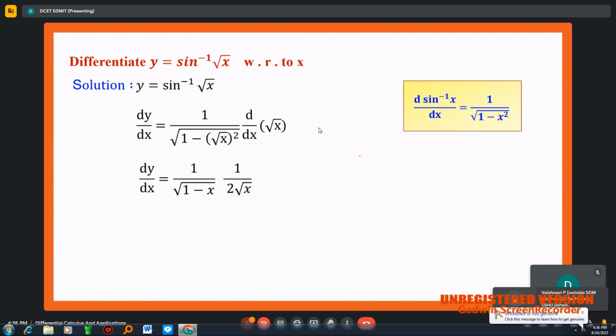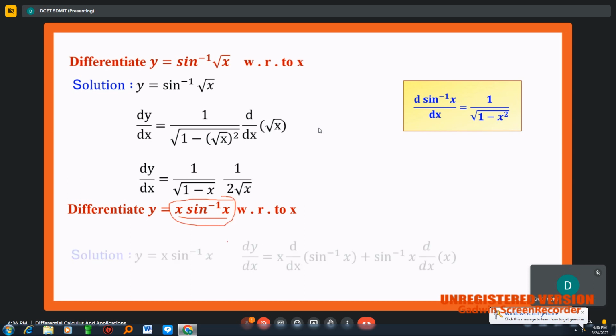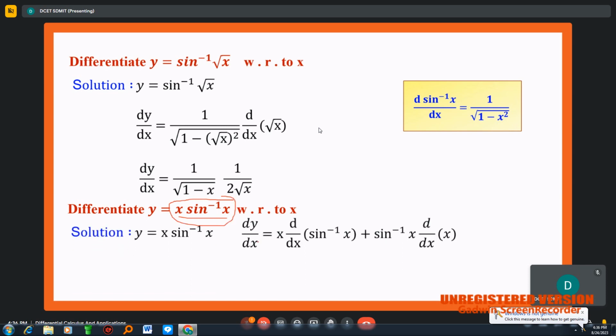Okay, clear this one? Followed all of you? Yes? Okay. Now, differentiate y is equal to x into sine inverse x with respect to x. Here, see here, x into sine inverse x. Again, for this term, we have to apply the product rule. That is, dy by dx is equal to x keeping constant, differentiation of sine inverse x, plus sine inverse x constant, differentiation of x. Now, x is constant. What is the differentiation of sine inverse x? It is 1 divided by square root of 1 minus x square.